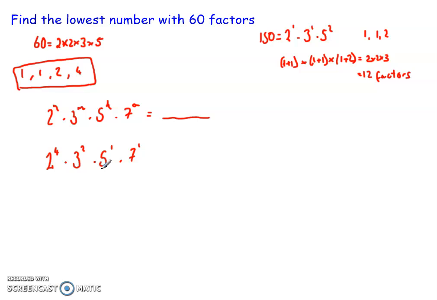Put the biggest power with the smallest prime, work your way up, and then if I were to do that, calculate it, and plug it all into a calculator to get my value, I'd get 5,040.